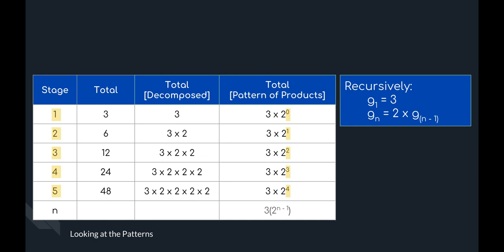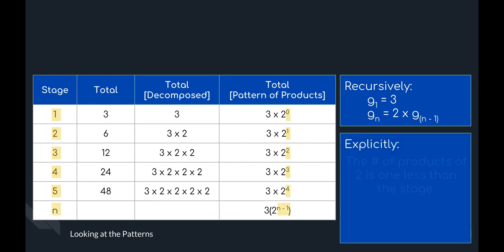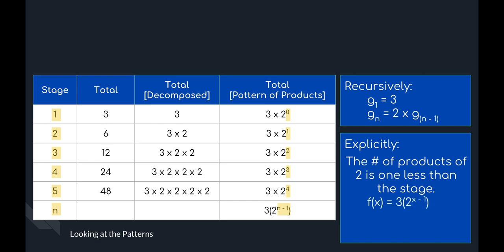For any stage, you just subtract 1, and that's your exponent. So the rule is 3 times 2 to the n minus 1. Explicitly, the number of products of 2 is 1 less than the stage. f of x equals 3 times the quantity 2 to the x minus 1.